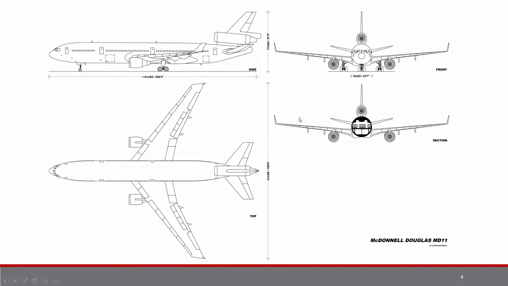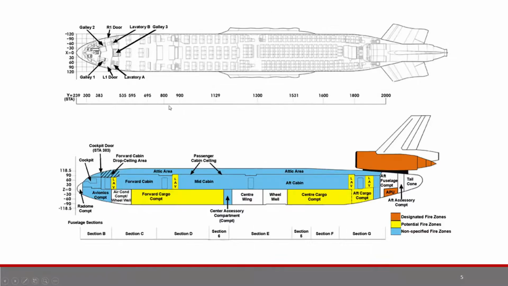Here's a schematic of the MD-11. You can see the signature design: three engines with a wide body and the winglets. I have a front view here, an inside section with 342 seats, and the top and side views. Here's the layout of the cabin. Here we have these station numbers, which represent distance in inches along the aircraft.